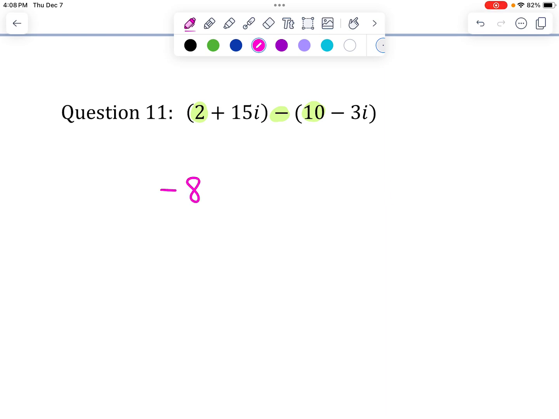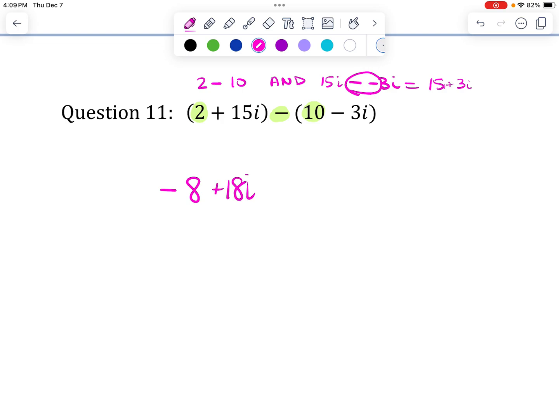You can fact check me on Desmos if you want to. And then I'm going to subtract in order for the other stuff. 15i minus negative 3i. So again, I'm following the instructions. 2 minus 10. And then 15i minus a negative 3i. And 15 minus a negative is the same thing as 15 plus 3. Sorry, 15i plus 3i, which is 18i.